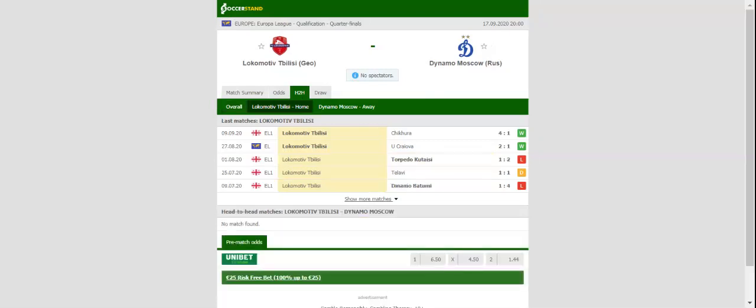Lokomotiv Tbilisi and Dynamo Moscow go head-to-head at Mikhail Meshki Stadium in the Europa League second qualifying round. Lokomotiv did well to shock Universitatea Craiova in their opener, and they are now on a quest to claim yet another major scalp in the Europa League qualifiers.